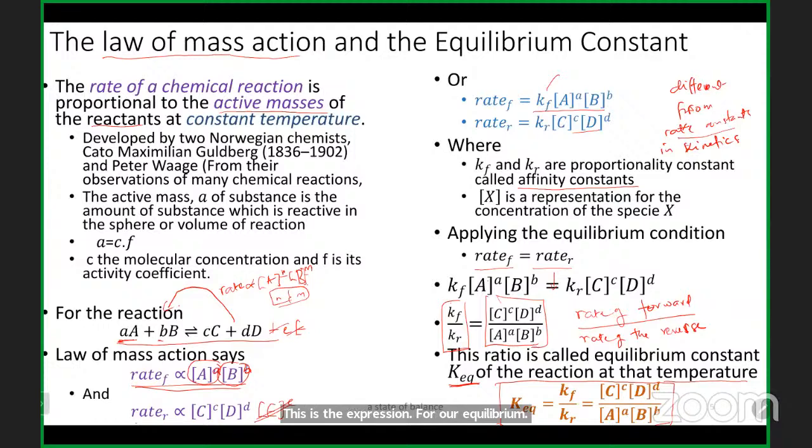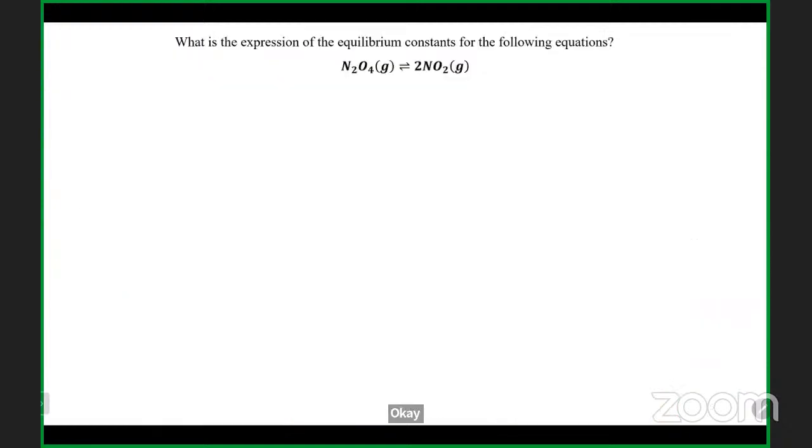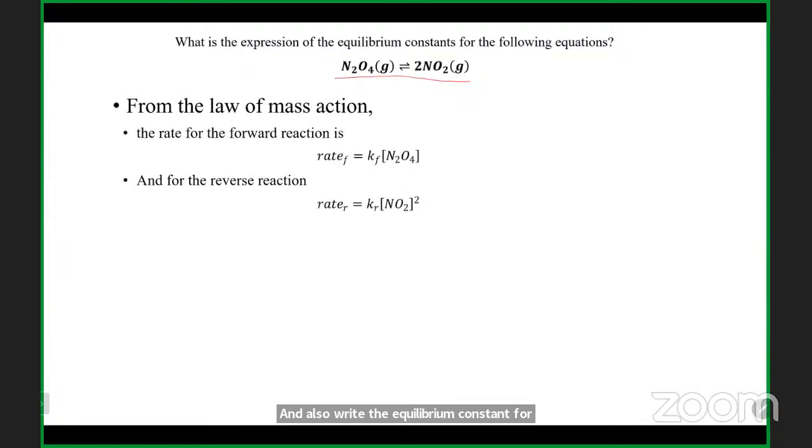Okay, so let's look at some examples on how to write the equilibrium constant for a reaction, given that all you need is the rate. The rate of the forward reaction is given by this. So this is our forward reactant, one substance going to that. And the rate of the reverse is Kr, NO2 raised to power 2. This is where we have our 2.